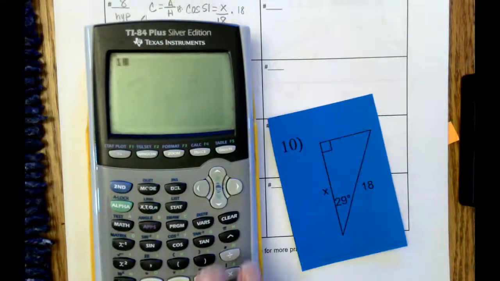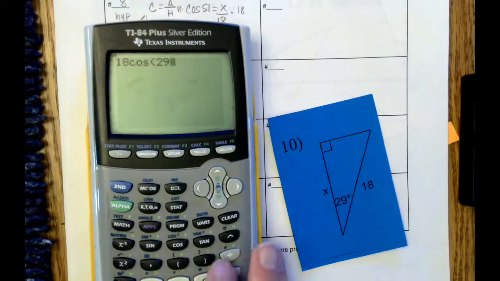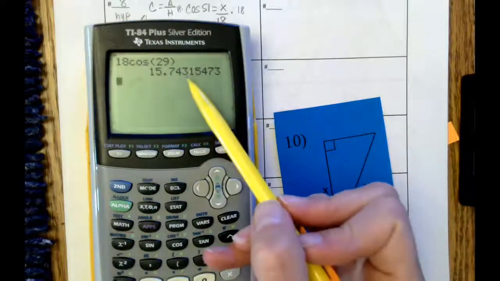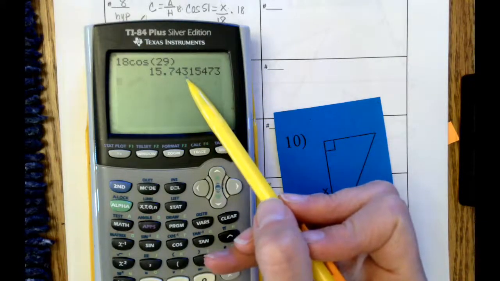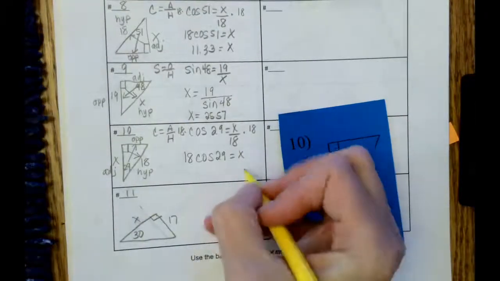18 times cosine of 29 gives us 11.74. We're looking at the 3 here. 3 is less than 5, so that 4 is going to remain, so we get 15.74.